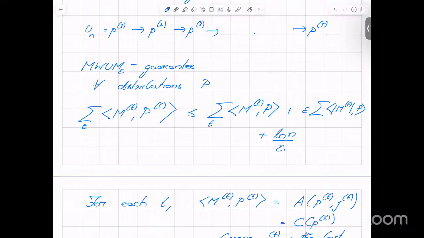What about this guy, m_t P? I don't know what it is, but let's think about what happens now. I'm going to use strong duality. This is true for any distribution. Let's put P to be the P star distribution.